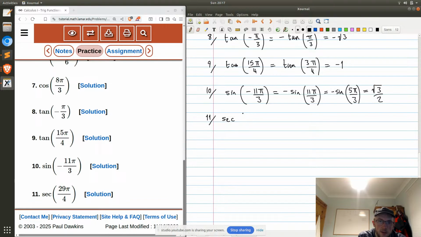The secant of 29 pi over 4. The secant function is 1 over the cosine function. And like the cosine function, it has a period of 2 pi. 2 pi in this context is 8 pi over 4. So continuously subtract 8 pi over 4 until you get within the range of 0 to 8 pi over 4. Okay, so when I do that, I'll end up with 3 pi over 4.